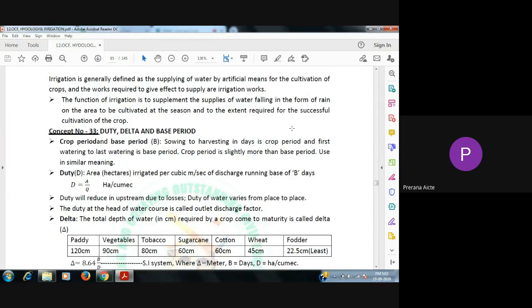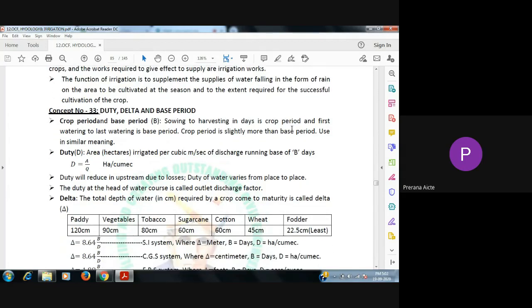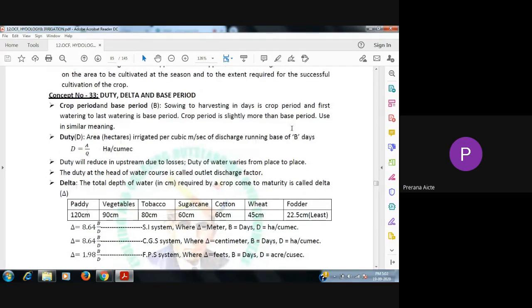So, what is duty, what is delta, what is base period, and what is crop period? Let us first take crop period and base period. Crop period is from the instant of sowing to harvesting. You know the two things: sowing and harvesting, or transplanting and cutting. In the case of rice it is transplanting, and in the case of groundnut it is sowing. So sowing to harvesting, in days, is the crop period.